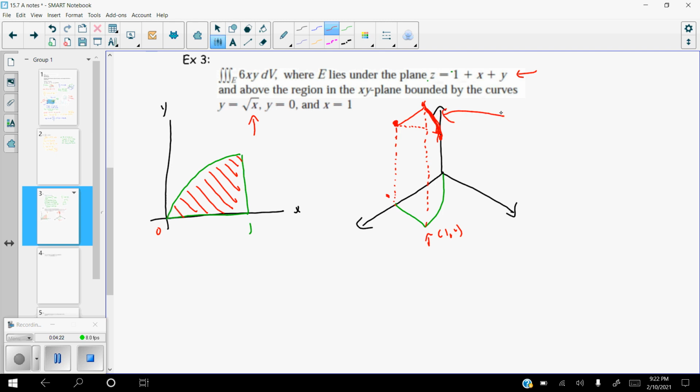This thing up here is the plane z equals 1 plus x plus y. So z is going to vary from the xy plane, which is z equals 0, up to that. So z is going to go from 0 to 1 plus x plus y. So that's going to be dz. That's going to be my innermost one. And then we're going to put our 6xy in here.